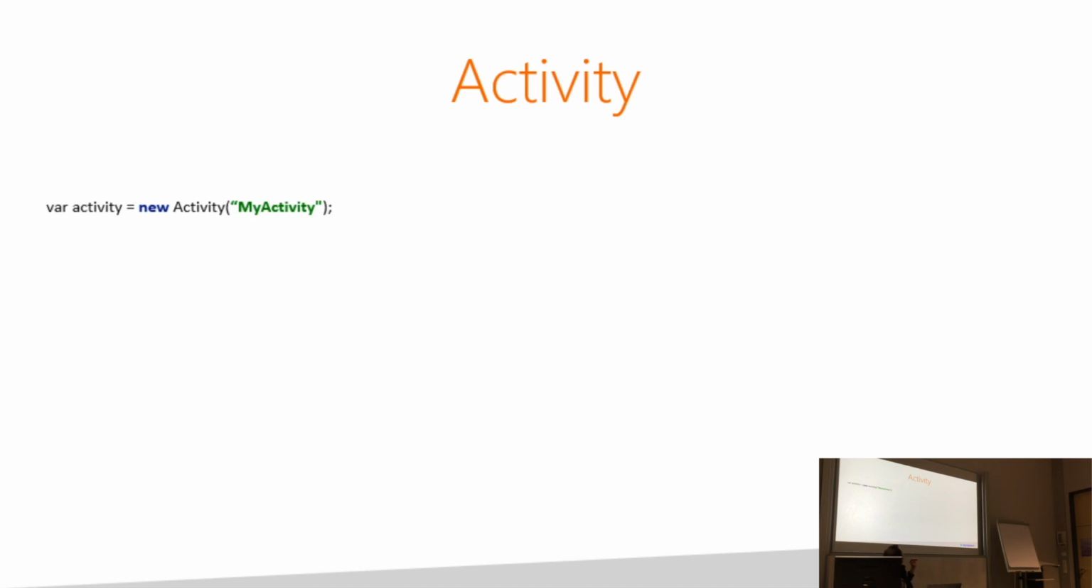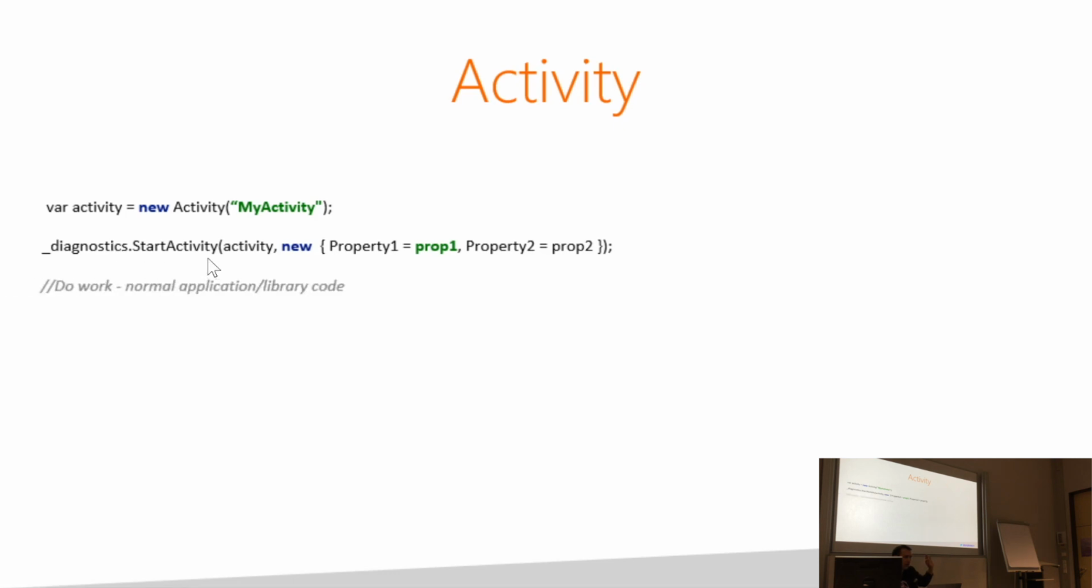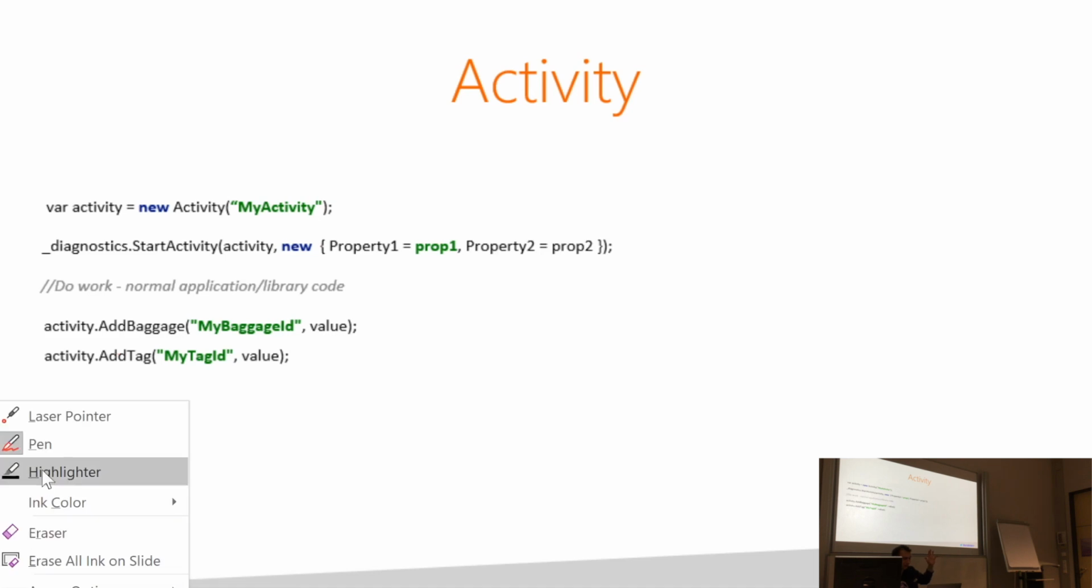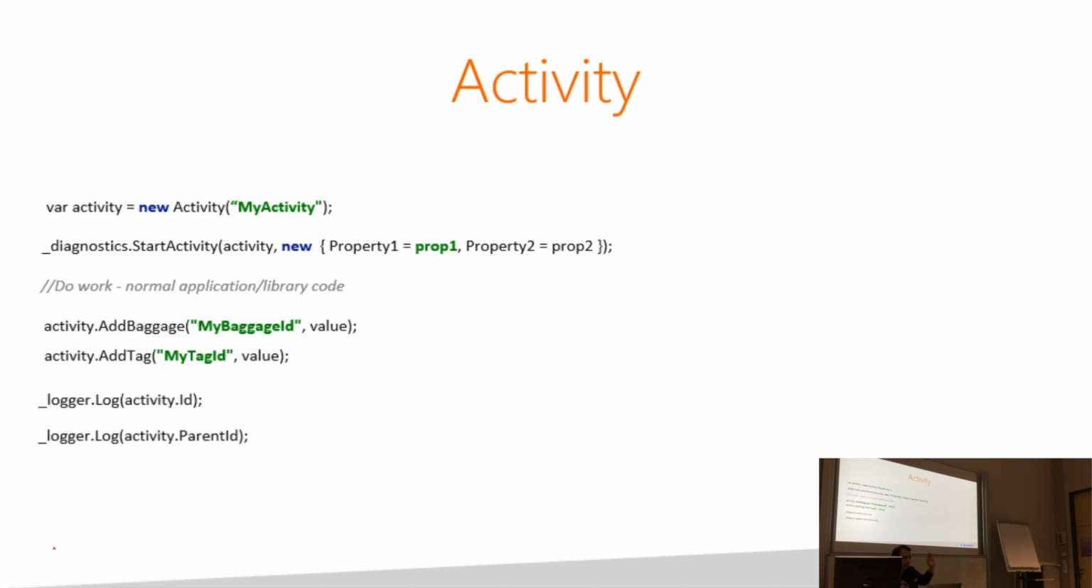So the way this works is that you can create an activity. We call this my activity, and with a diagnostic source instance, you can just say start activity, and with that, it will emit a diagnostic source event, and then you do the work. You can also use the two properties that I talked about. So you can use the baggage and the tag property, and then you can also load those, and if you are done, you can simply call stop activity.